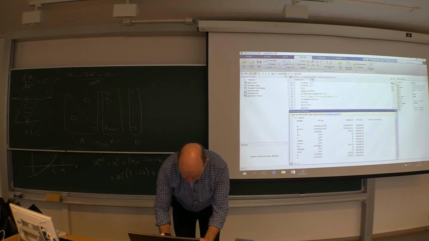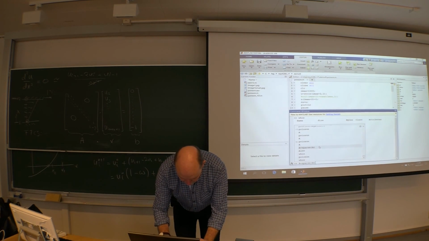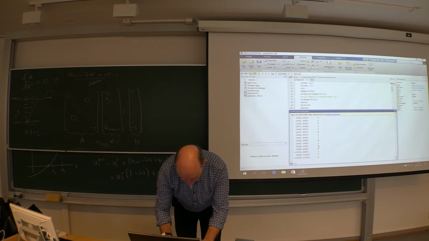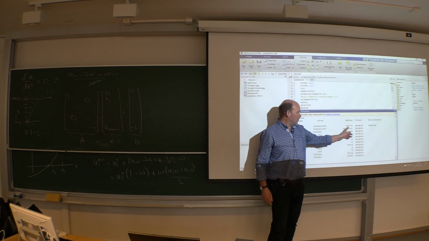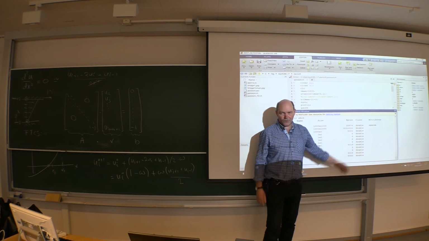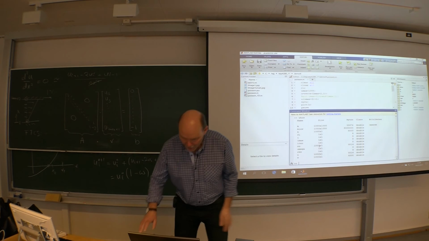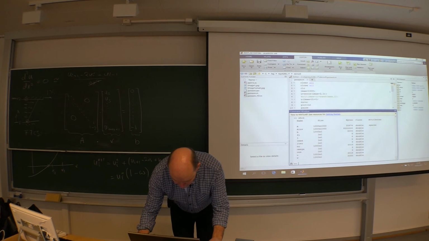But use this trick. A equals sparse. You can see the amount you save in memory using this sparse. So that's a very good trick. Never mind, that was not my point here. My point was the following.